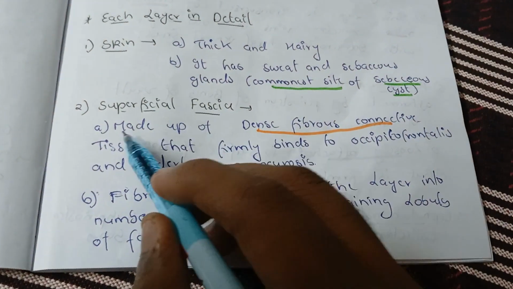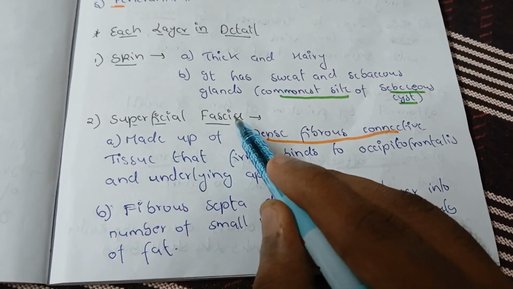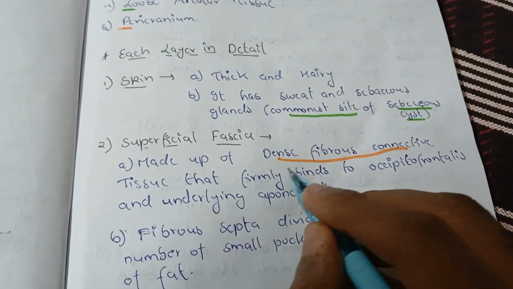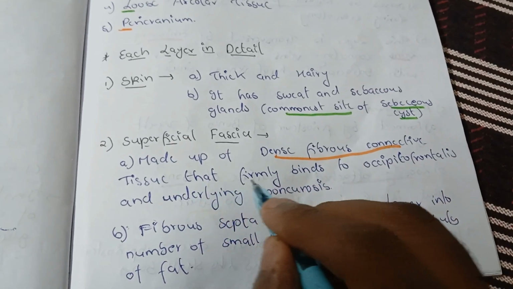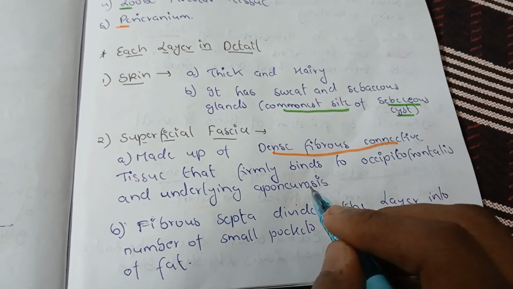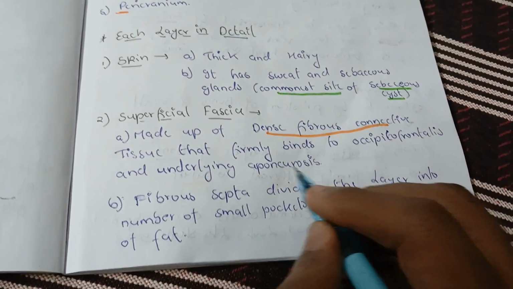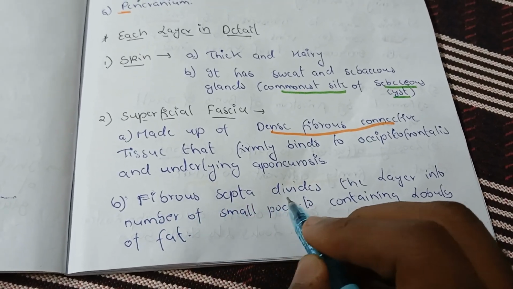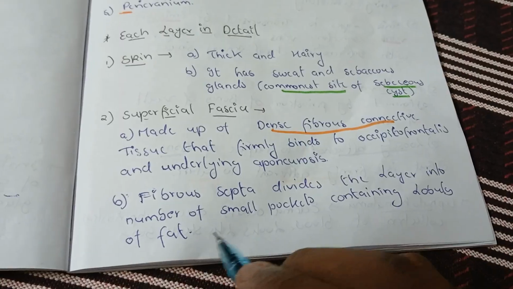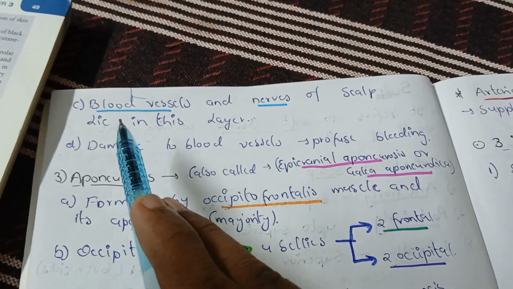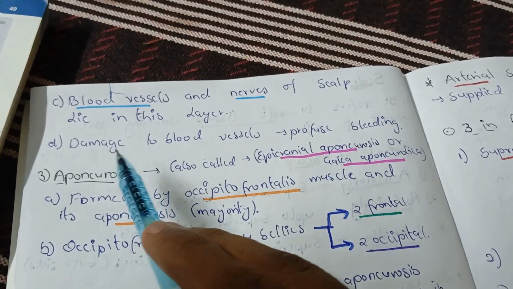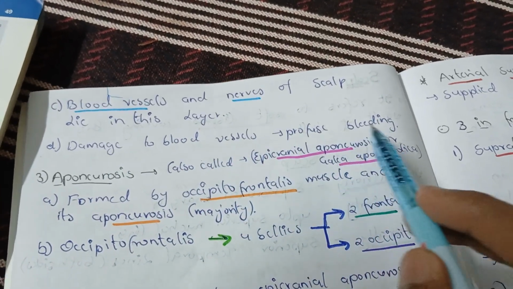Now let's go into the second layer of scalp, that is the superficial fascia layer, also called the connective tissue layer. It is made up of dense fibrous connective tissue that firmly binds to the occipitofrontalis muscle and the underlying aponeurosis, which forms the third layer of the scalp. The fibrous septa divide the second layer into a number of small pockets containing lobules of fat. This is the layer of scalp which contains the blood vessels and nerves of the scalp, and damage to these blood vessels can cause profuse bleeding.